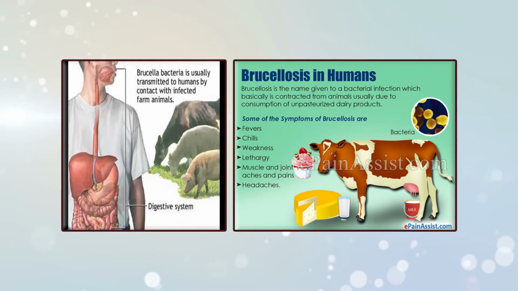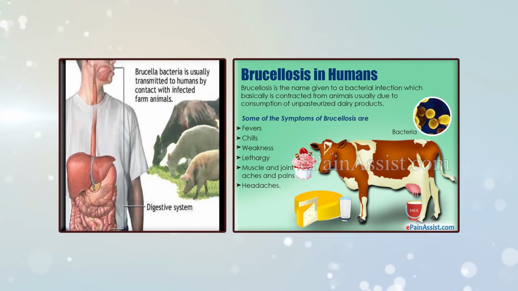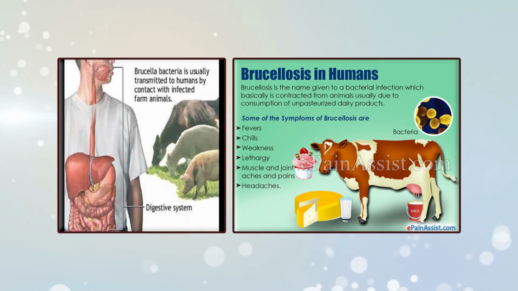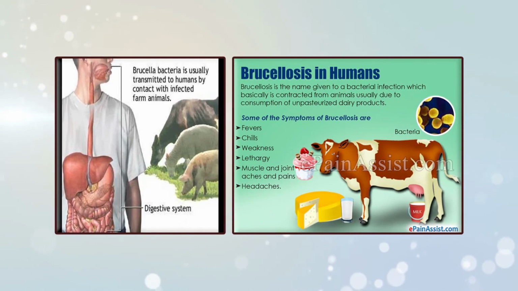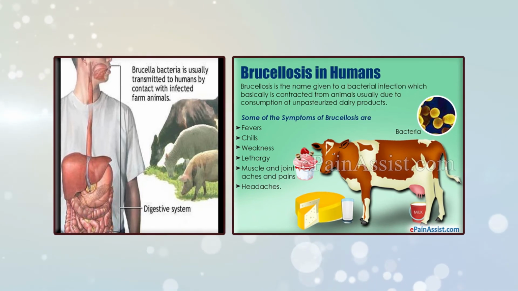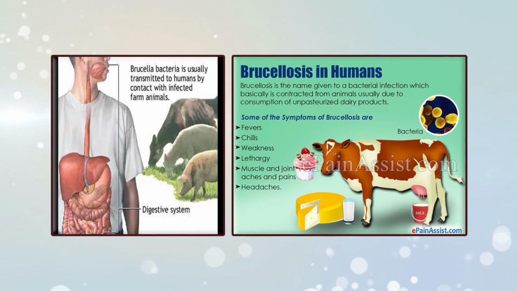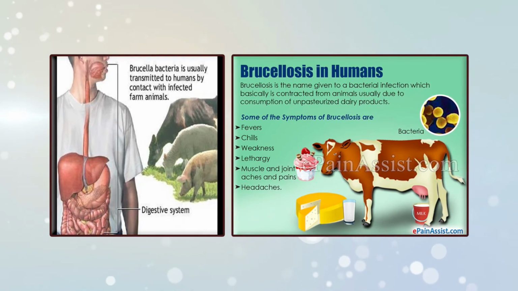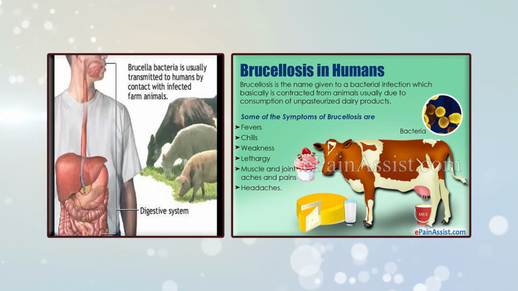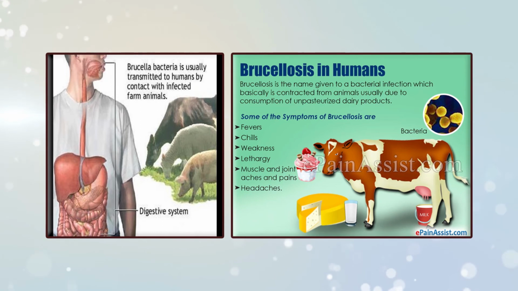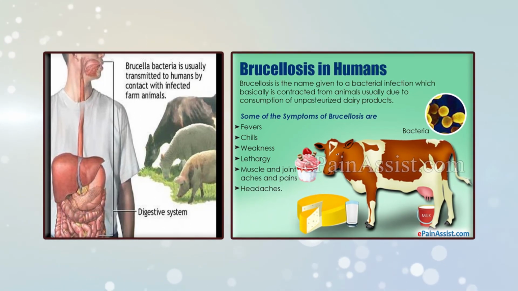Brucellosis. This again is very common among dairy workers, and the symptoms are fevers, chills, weakness and lethargy. It can cause muscle and joint aches and pain. It can cause headaches, and this Brucella bacteria can be directly transmitted to man from infected farm animals, and then it can infect the digestive system. So, this is the name given to a bacterial infection, and it is normally contracted from farm animals, and again due to the consumption of unpasteurized milk and dairy products.